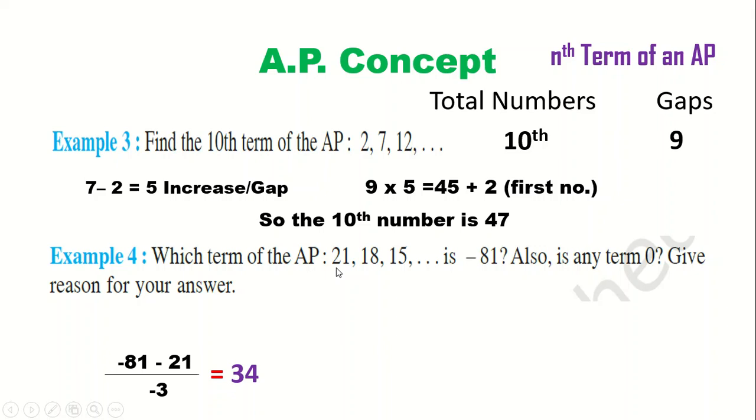So 18 minus 21 is minus 3. So if you are doing this, you will get 34. Then how many numbers are there? It is 35. Yes, you are right. Whether 0 is a number: let us keep 0 as the last number, 21 as the first number. So you have to subtract 0 minus 21 divided by minus 3. So you will be getting 7. So 0 is not the 7th number, it is the 8th number. Okay, this is all about nth term.